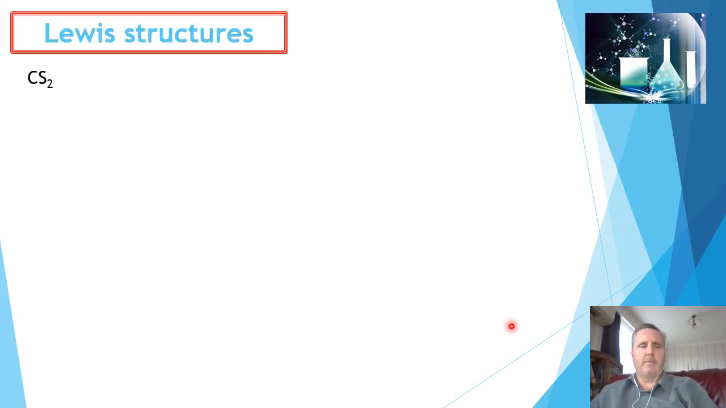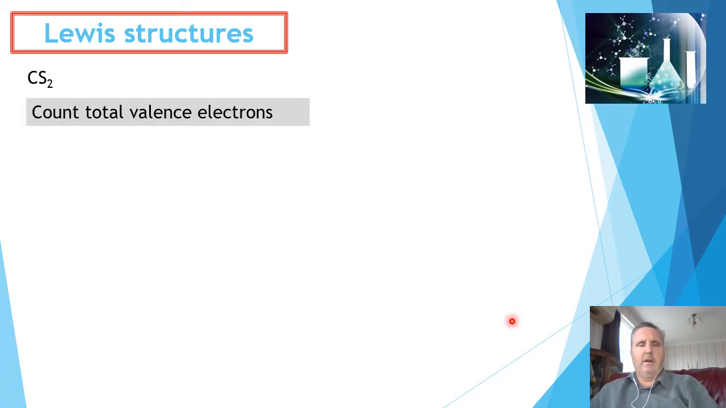This is carbon disulfide, and the first thing we want to do, remember, is to count the valence electrons. We might notice that carbon is in group 14, so it has 4 valence electrons. Sulfur is in group 16, it has 6 valence electrons. So I have 4 plus 2 sixes from each of the sulfurs. We have 16 electrons in total.